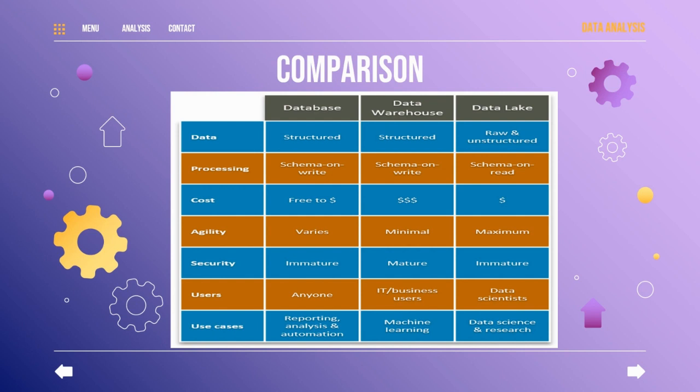Now, security. In databases, we can say there is security, but it has been immature. The type of security has been less protected when compared to a data warehouse. In data lakes also it is immature, but compared to data warehouses, it has been less mature in the security process. The data warehouse is the most protected one.